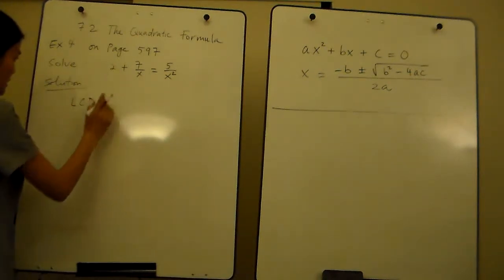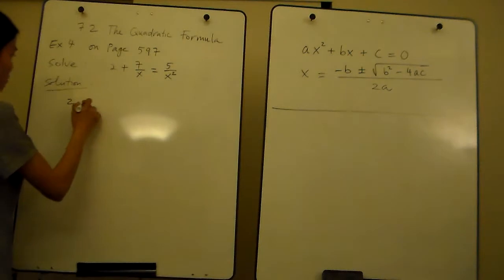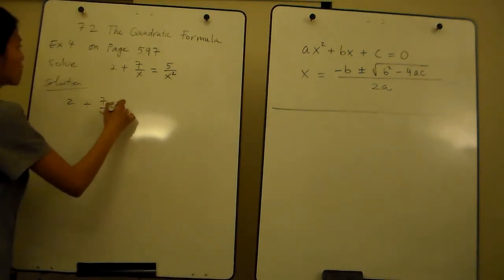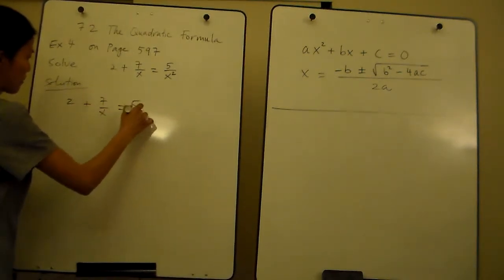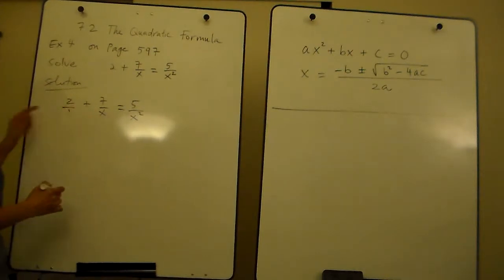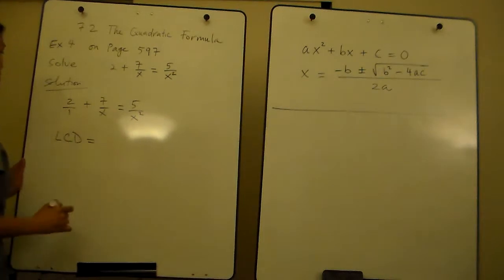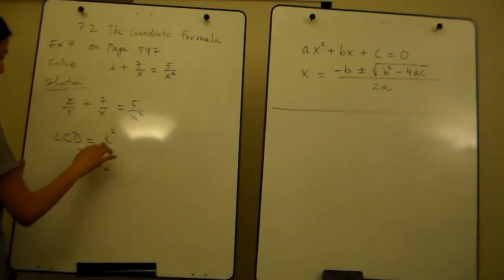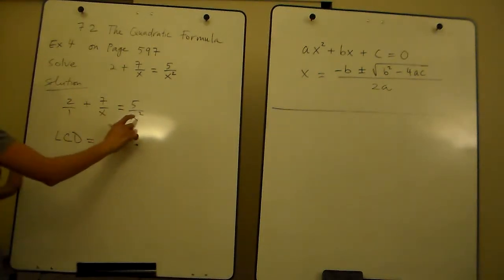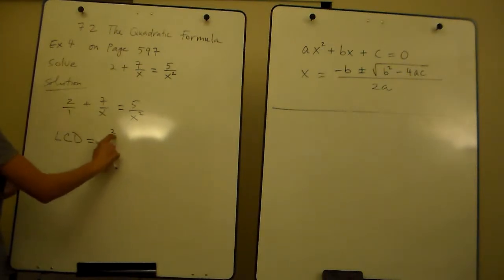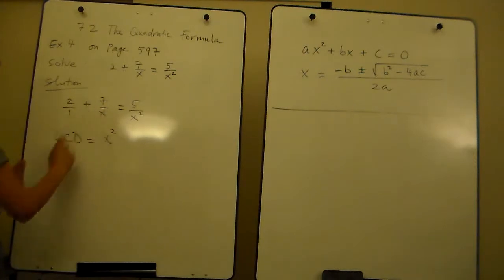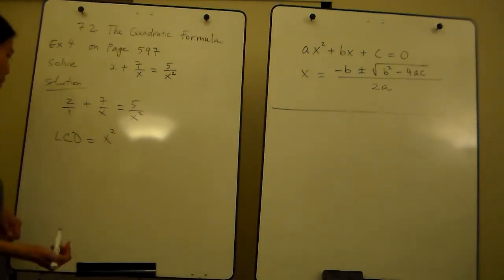So for this, let me rewrite the original problem first. Equal to 5 divided by x squared. So the denominator of this term is 1, right? It turns out the LCD, least common denominator, is x squared, because x squared is the factor that occurs the most. This denominator has x occurring only 1 time. For this, it's just 1, or occurs 0 times. You can think about it that way. So the LCD is x squared.